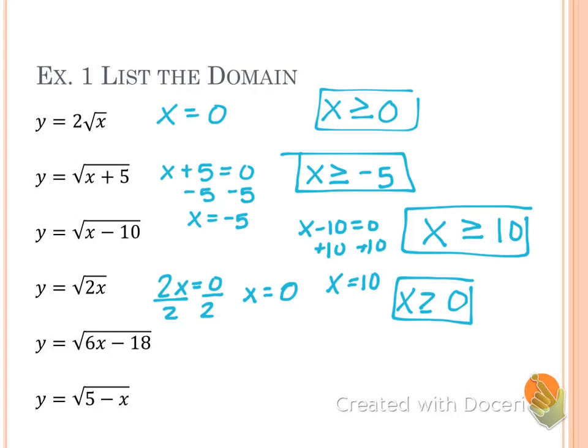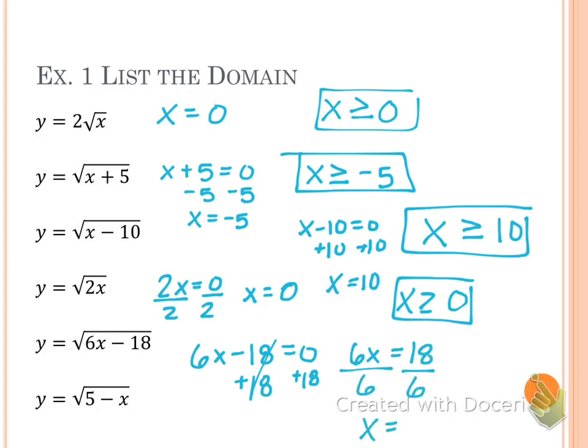And last but not least, this one can be tricky. Because we've got one more. Sorry, I almost skipped it. 6x minus 18 is equal to 0. What would I do first? Add 18. Then I have 6x. So we added 18, then we get 6x is equal to 18. Then I divide by 6. And what does x equal? 3. So I know that x has to be what? Greater than or equal to 3.